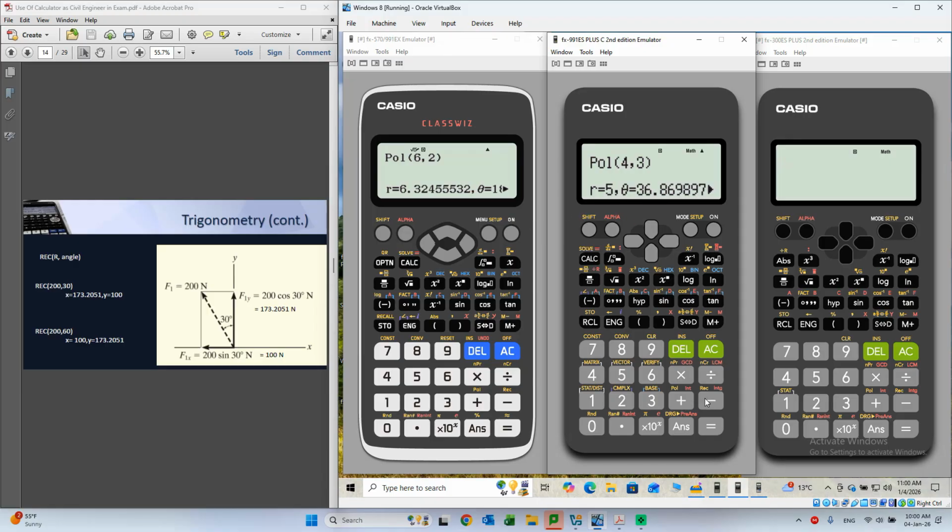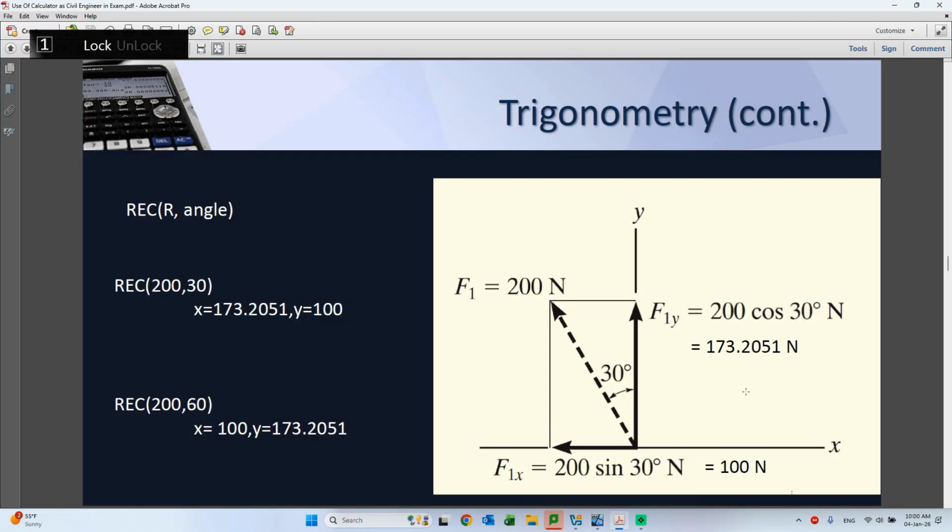And on the other hand, we have rectangle. Now this could be used even to resolve forces. I have a force, 200 Newton, and I have this angle 30. I know this is 200 cosine and this is 200 sine, but I can do this directly with the rec, which is rectangle. What I need to give is the length with the angle I have.